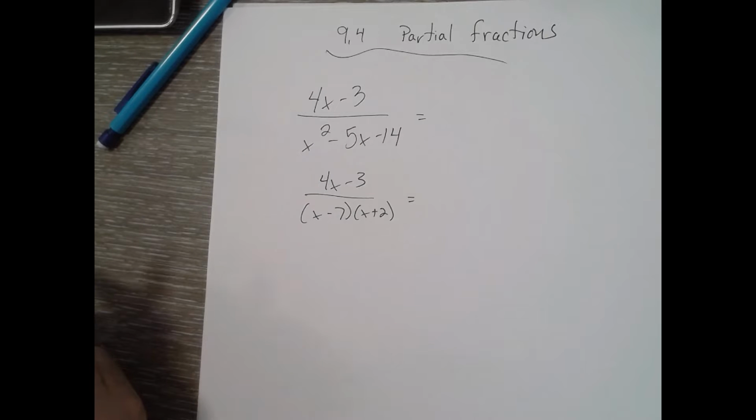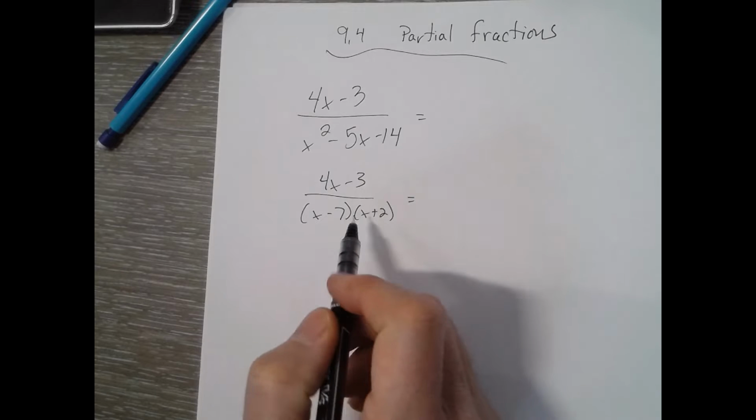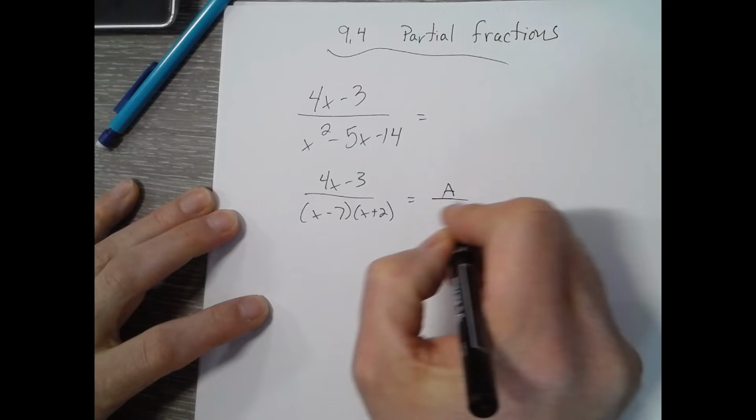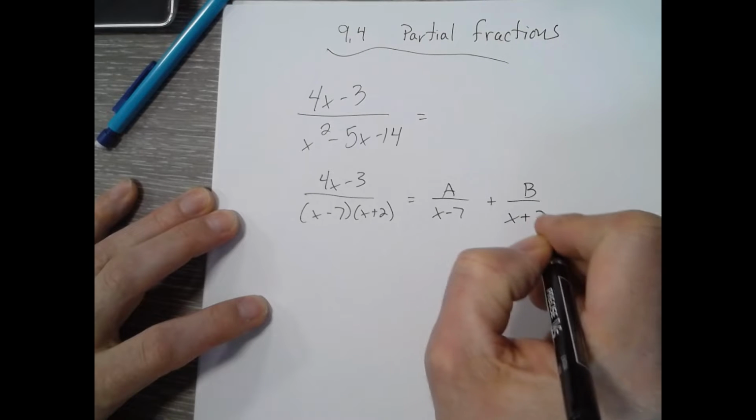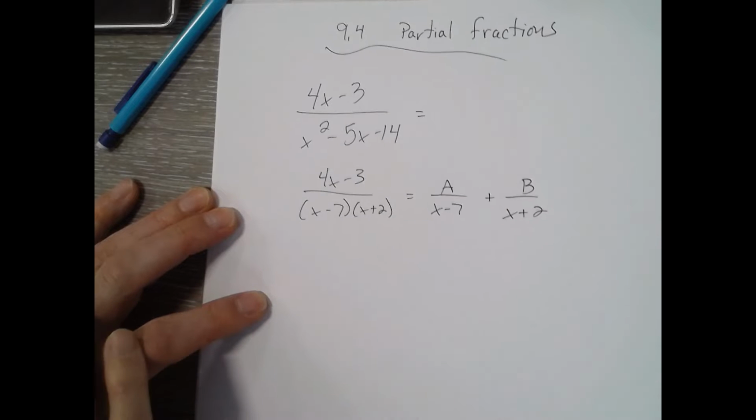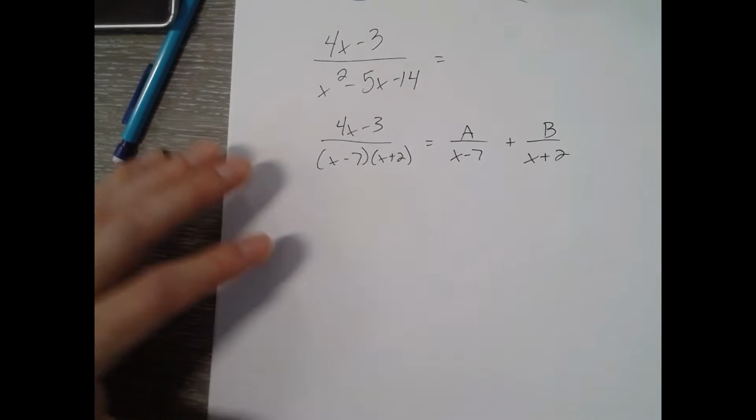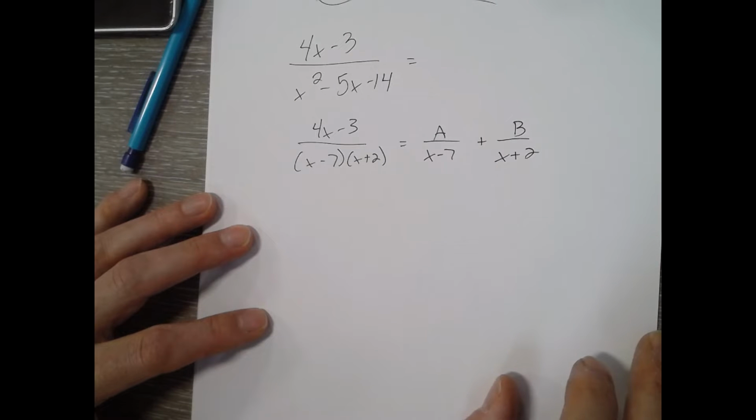Yes, I'm amazing. Okay, so now, once we have the two factors on the bottom, we assign A to the first one, and we assign B to the second factor. Okay, and it could have been x plus 2 first and then x minus 7. It doesn't matter. You just assign A to one of them and B to the other one. Put it on top of it. All right, so that's our second step.